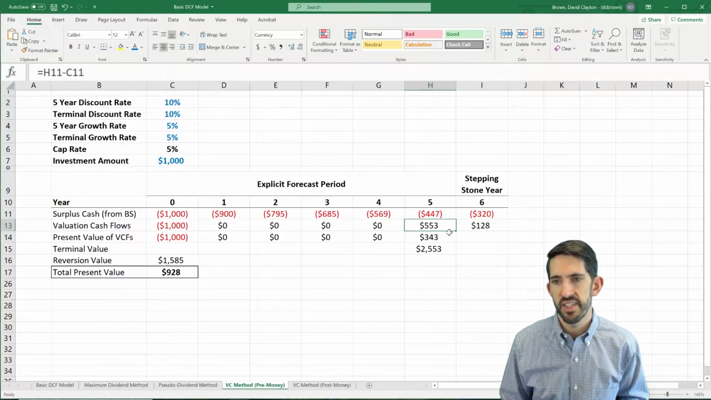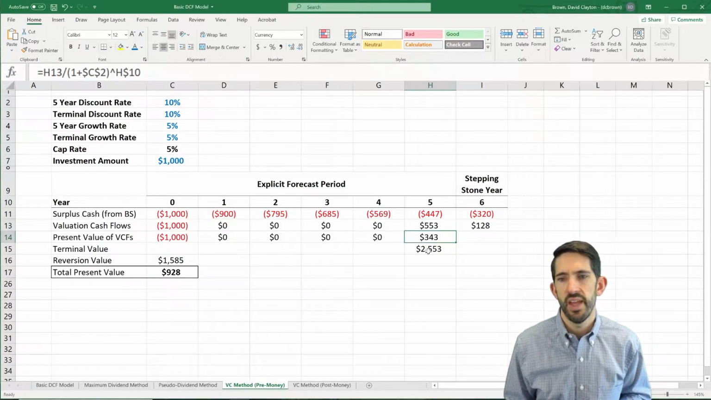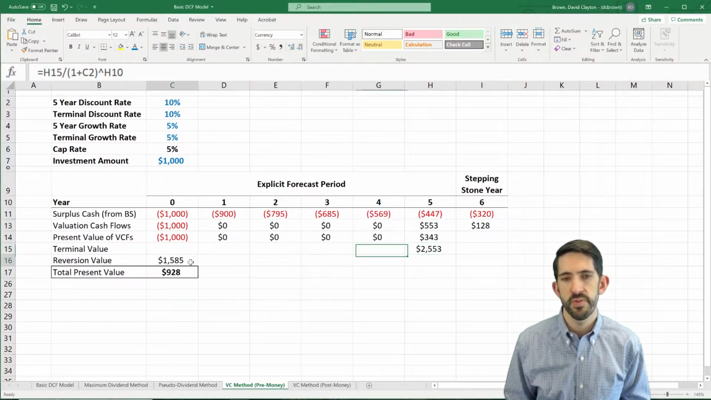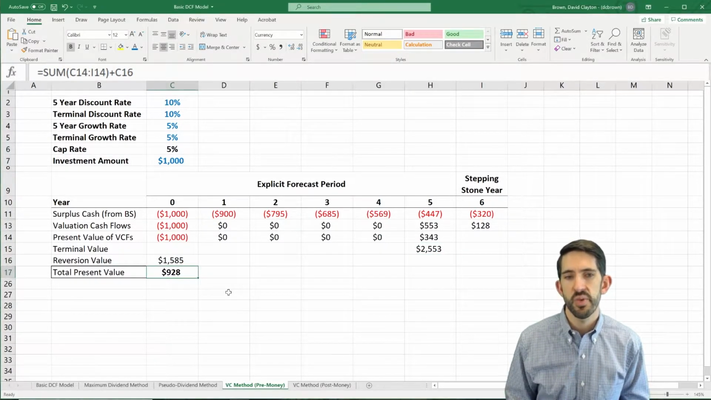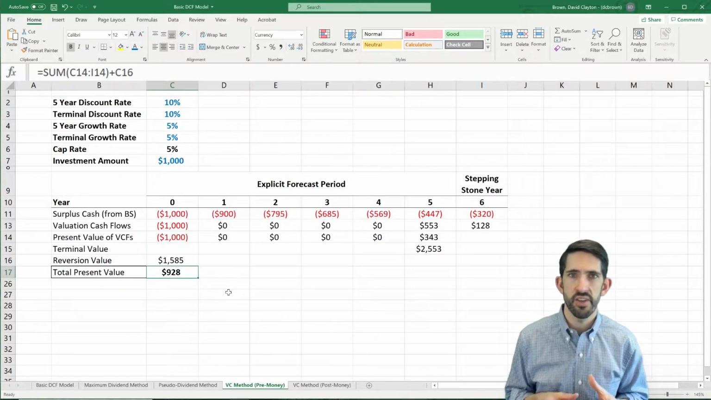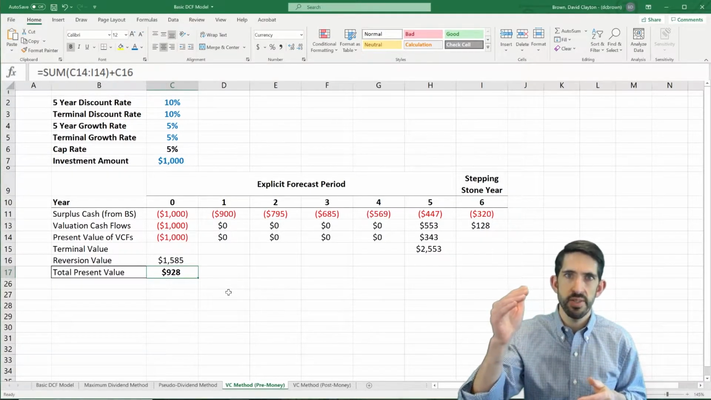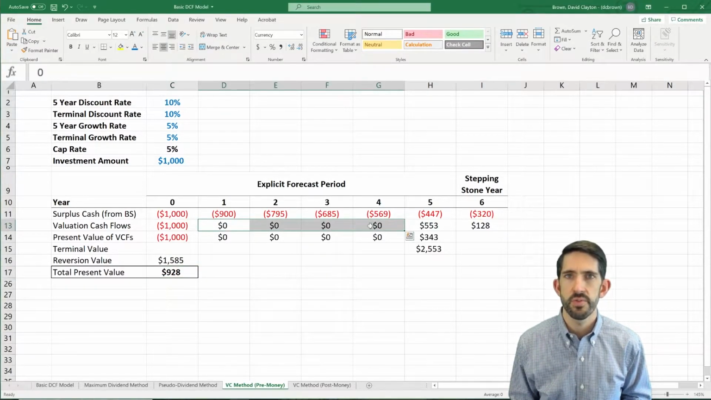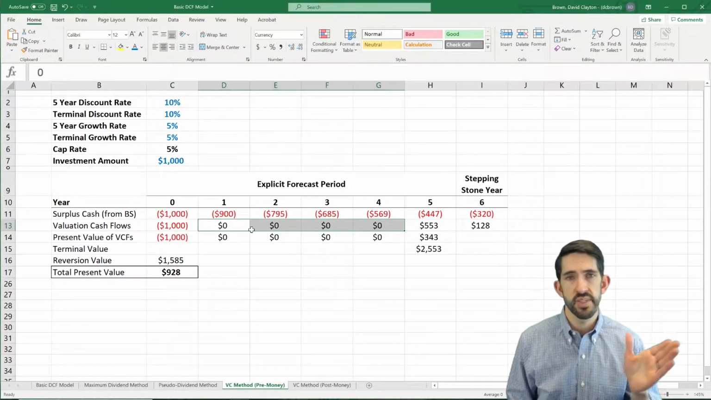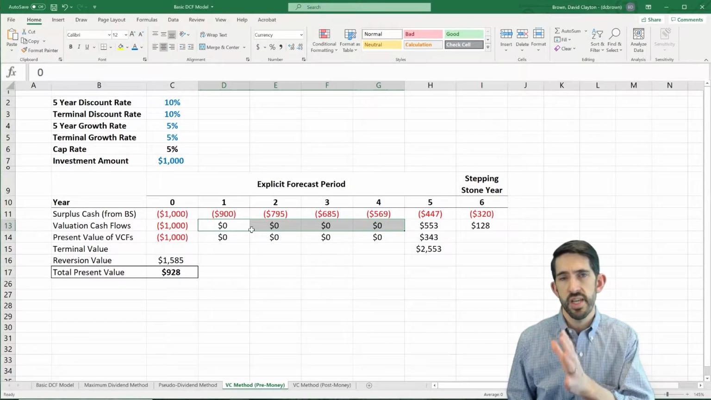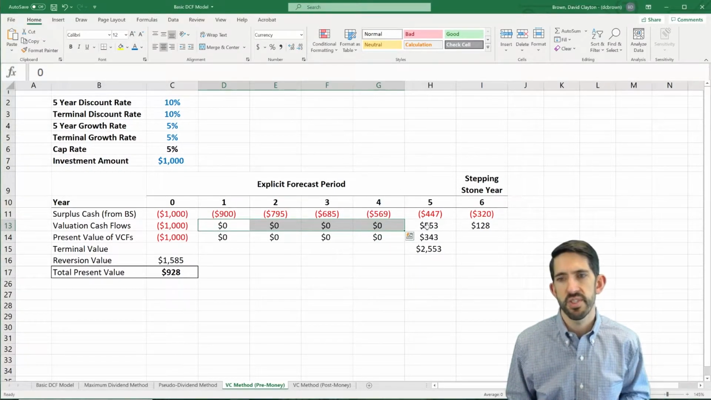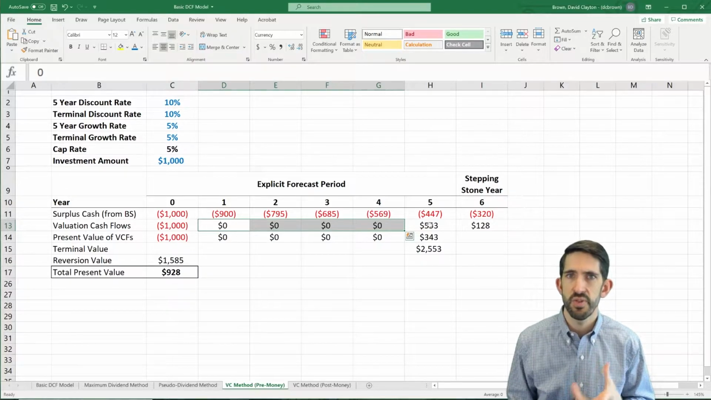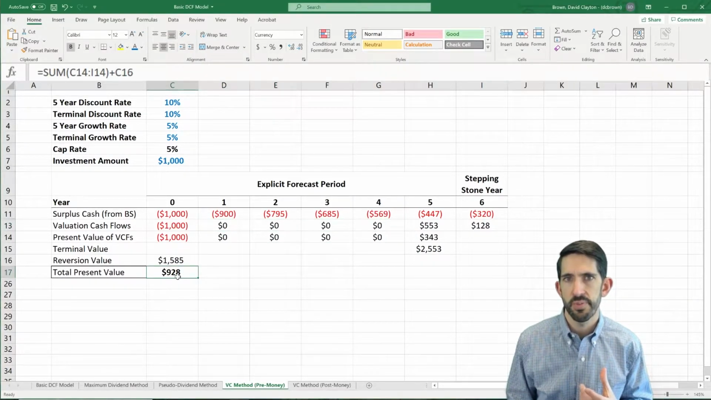That gets discounted back to the present value, added to the present value of our terminal value, which again is the reversion value. And now you see we get a present value of $928. That reduction from 1,000 to 928 is because we took all of these interim cash flows, these changes in surplus cash between 0 and 1, 1 and 2, etc., and pushed them all out to time 5, so we're not getting those cash flows as quickly. That gives us this reduction in value.